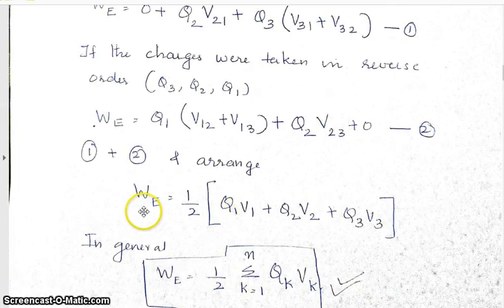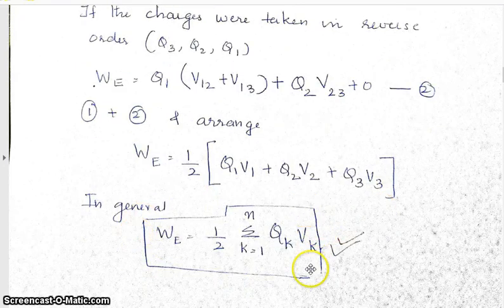So while generalizing the expression, we write WE is equal to half into Q1 V1 plus Q2 V2 plus Q3 V3. This expression you have to learn by heart.